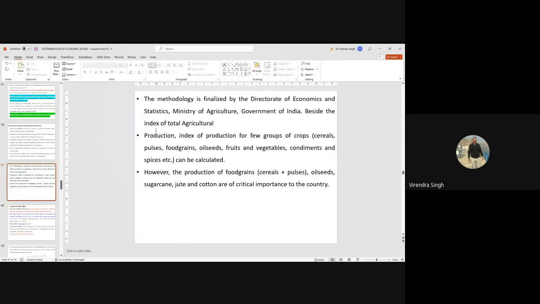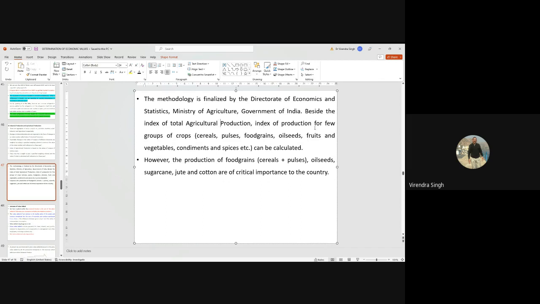Besides the index of total agricultural production, an index of production for groups of crops like cereals, pulses, food grains, oil seeds, fruits, vegetables, condiments, and so on and so forth can be calculated. However, production of food grains, oil seeds, sugarcane, jute, and cotton is of critical importance in the country because these make up a major part of staple goods in our country. Staple goods are commercial goods. These are of crucial importance from their contribution point of view.